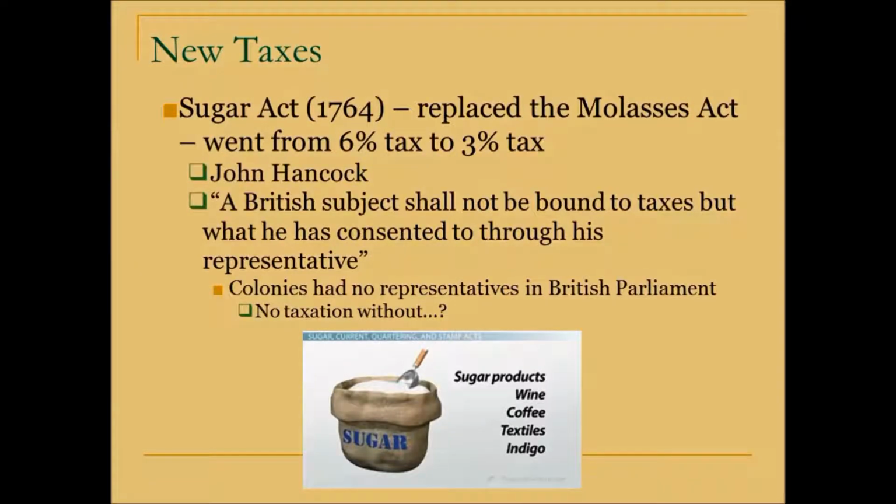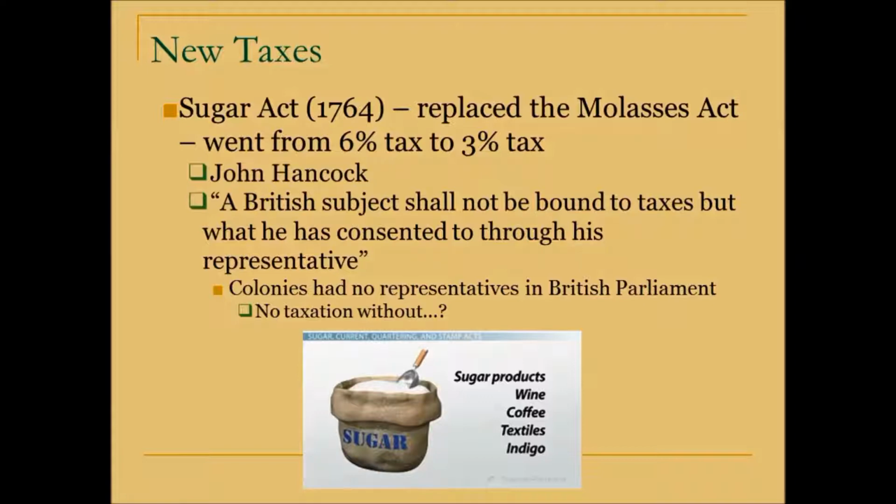Now, that snowball is going to get really big when it came to how to raise money for the British Crown. And of course, that's always going to take the form of taxes. So, of course, the Crown was already taxing the colonies, and that tax was called the Molasses Act. It was a 6% tax. And with the Sugar Act in 1764, that Molasses Act was done away with. The 6% was done away with. And now instead of paying 6% on sugar and sugar products, you only paid a 3% tax.